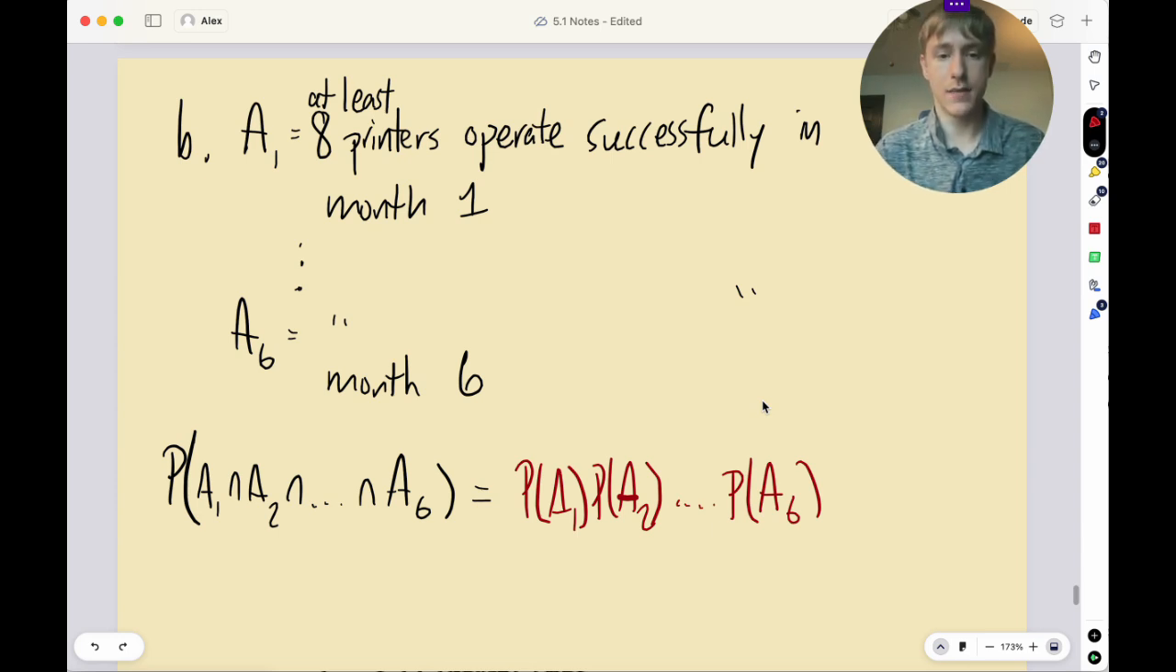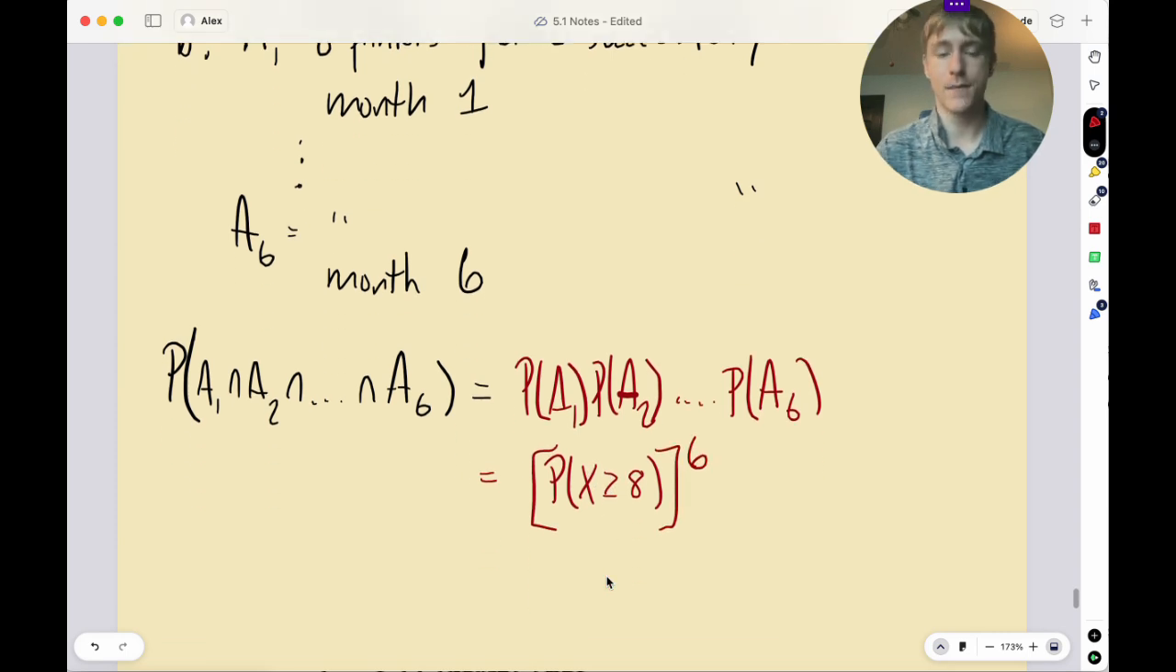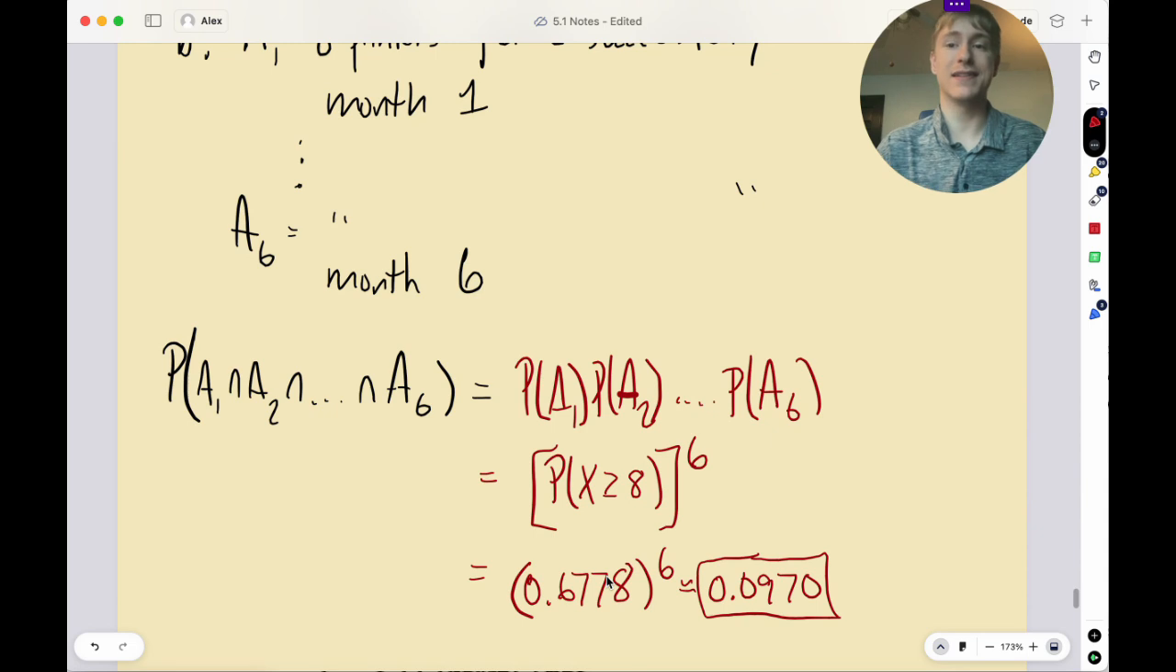So really, this is all going to be the same as the probability that the random variable x is at least 8, and we're multiplying it by itself 6 times, so we're raising it to the 6th power. We take what we got, 0.6778, and raise it to the 6th power, and we get 0.0970. Notice that that happening 6 months in a row has a lot smaller chance of happening than just happening for 1 month. Okay, so that's example 3.